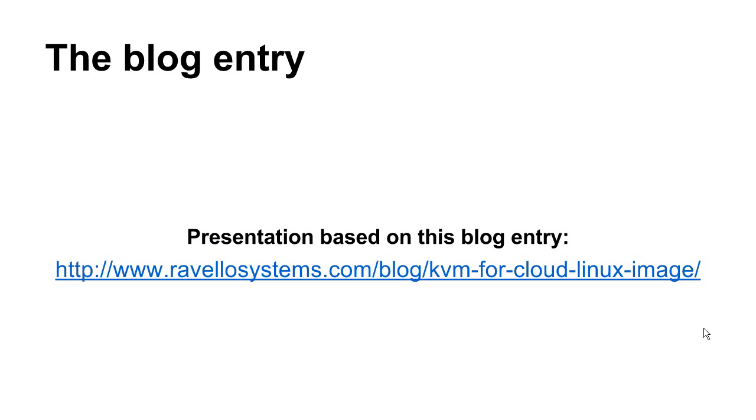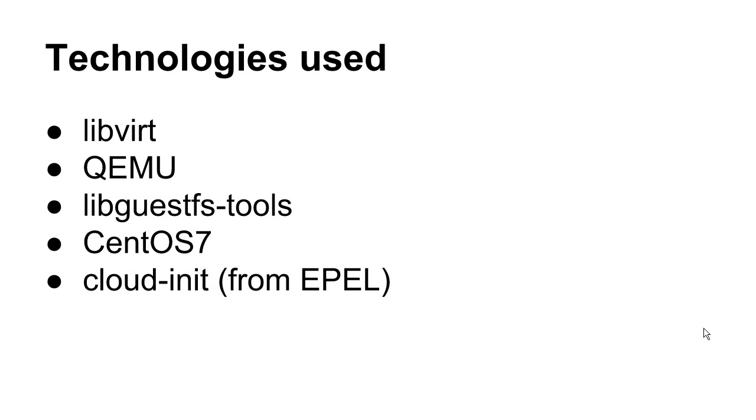Okay. Let my system catch up with me here. There we go. So the technologies we're going to use for this particular demonstration are going to be libvirt, which includes your virt-manager, virt-viewer, virsh, or virsh, depending on who you ask. QEMU, we're actually going to be using the QEMU image building tools. libguestfs tools. We're going to use CentOS 7 for this demonstration.